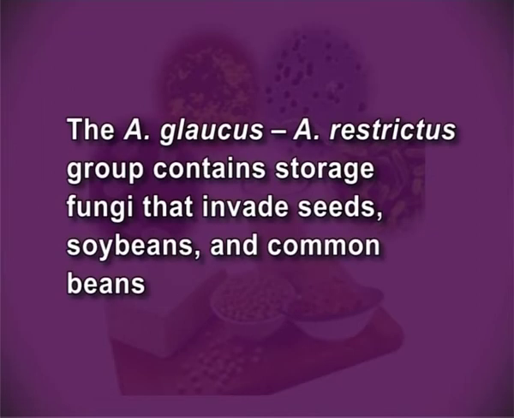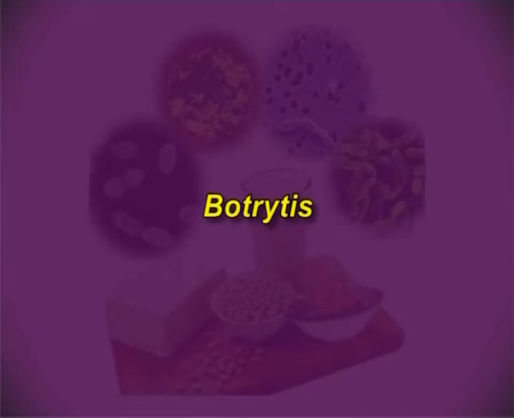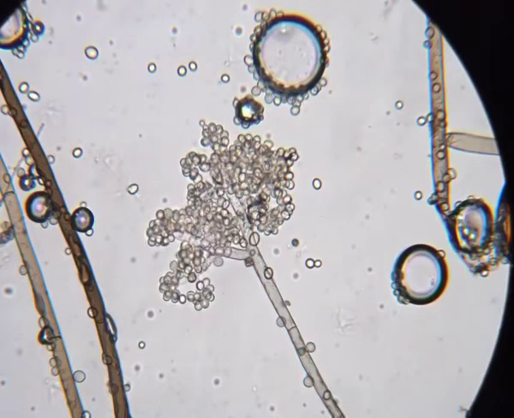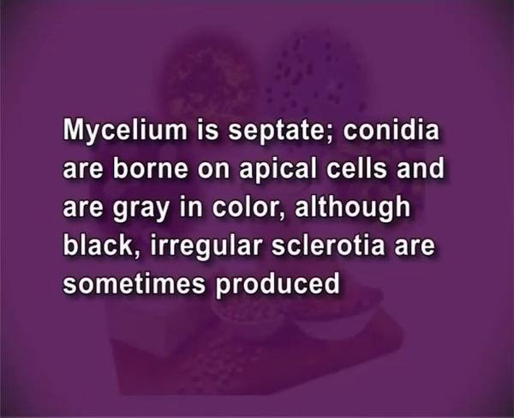The Aspergillus glaucus and Aspergillus restrictus group contains storage fungi that invade seeds, soybean and common beans. Several species produce aflatoxins and others produce ochratoxin A and sterigmatocystin. Botrytis: long, slender and often pigmented conidiophores are produced. Mycelium is septate. Conidia are borne on apical cells and are grey in color, although black, irregular sclerotia are sometimes produced. Botrytis cinerea is the most common in foods.